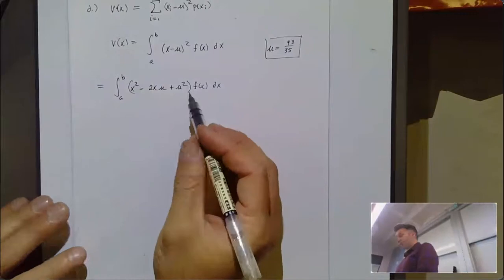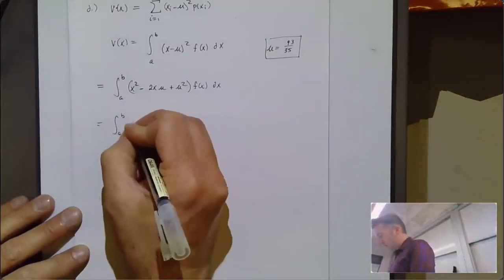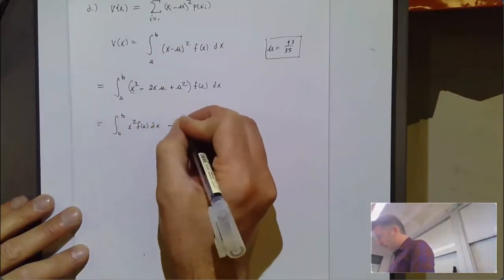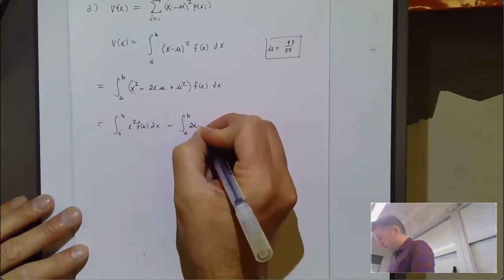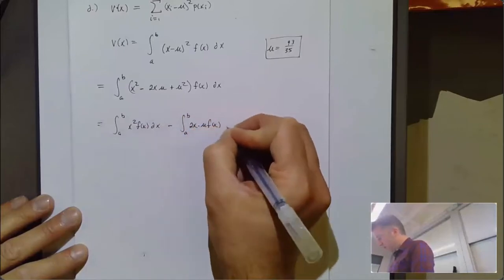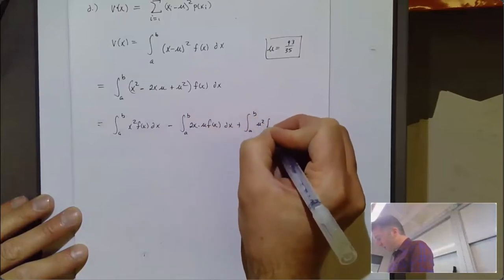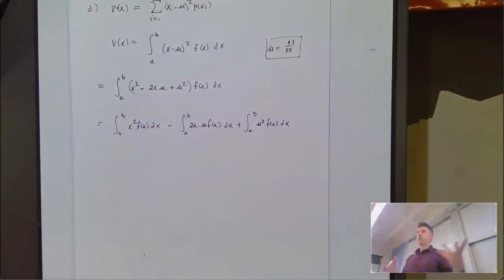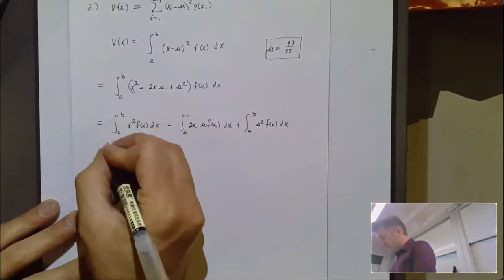So now we're going to multiply this out. And look what happens. We get the integral from a to b of x squared times f of x, minus the integral from a to b of 2x times the mean times f of x, plus the integral from a to b of the mean squared times f of x. Okay, check this out. Constants can come out of the integral. There's no constant here, so that's just going to stay as is.